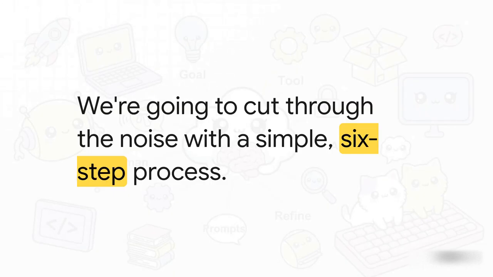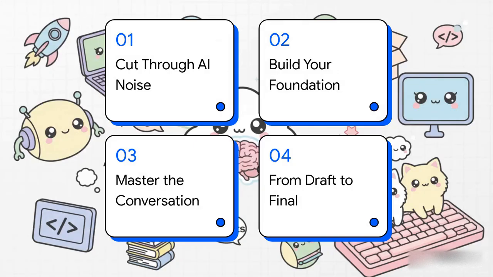We're going to cut right through all that noise with a really simple 6-step blueprint. This process is going to help you bring any AI tool into your workflow, whether you're writing or coding or even creating art. It's time to make AI actually work for you. So here's our roadmap. First, we're cutting through the noise. Then, we'll build your foundation. After that, we'll master the art of conversation with AI, and finally, learn how to take a first draft all the way to a final product. It's really a journey from confusion to confidence.